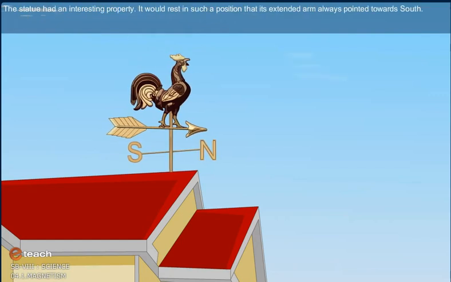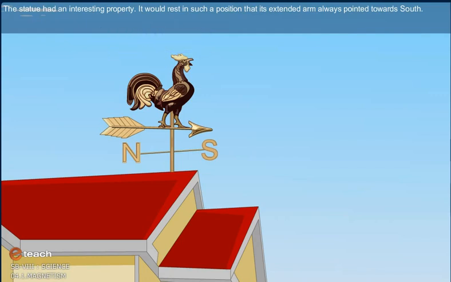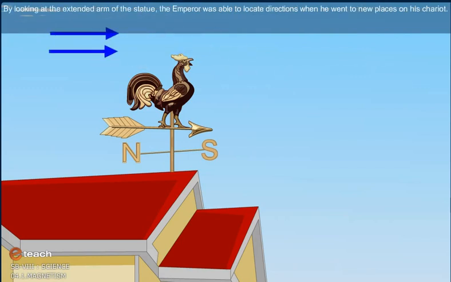The statue had an interesting property. It would rest in such a position that its extended arm always pointed towards south. By looking at the extended arm of the statue, the emperor was able to locate the directions when he went to new places on his chariot.